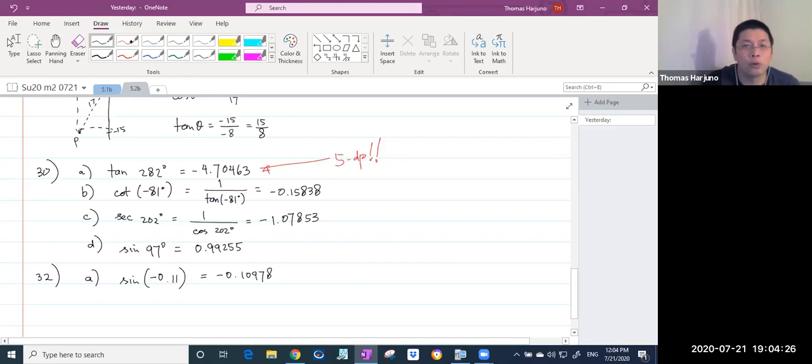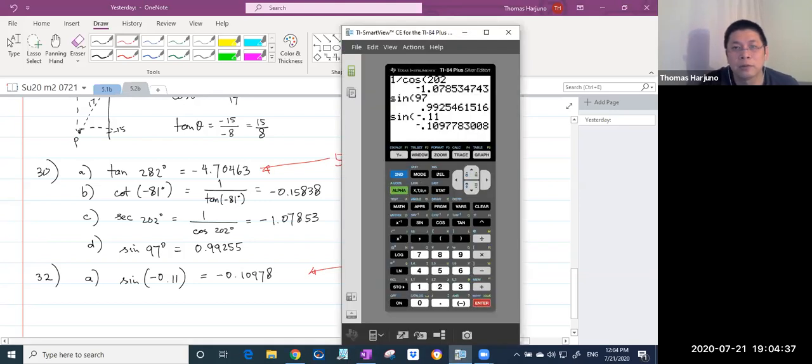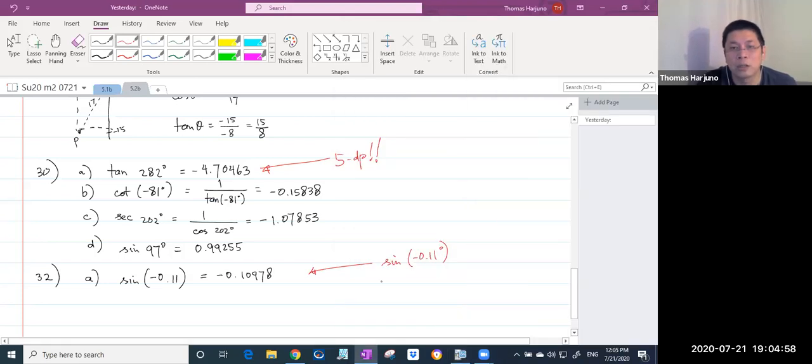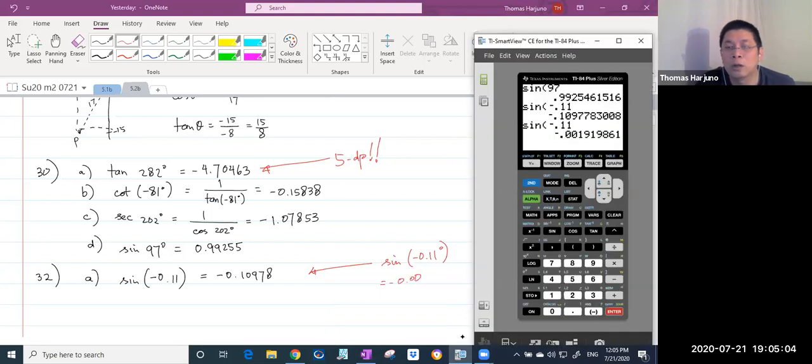Let me warn you ahead that if I use degree there, sine of negative 0.11 degree, the value will be different. Go to degree. Sine of negative 0.11. You see that it gives you a different value, but that's because of a different mode. That's negative 0.0019.